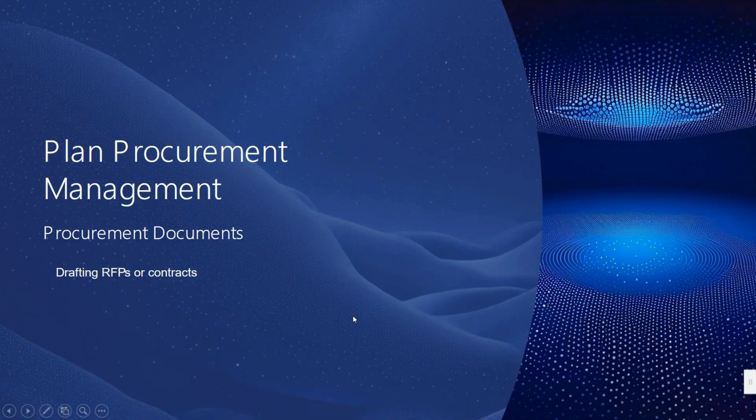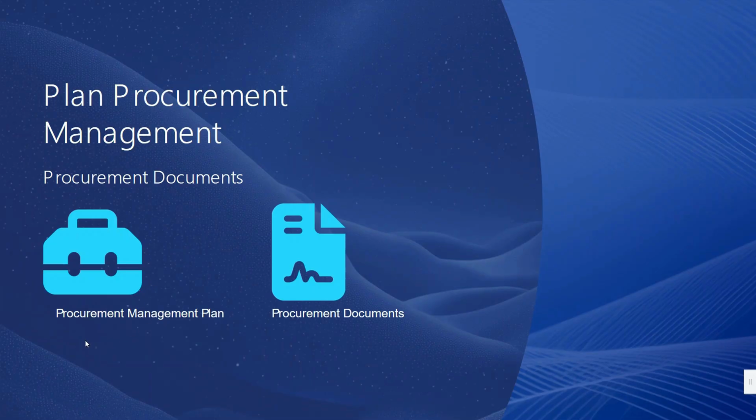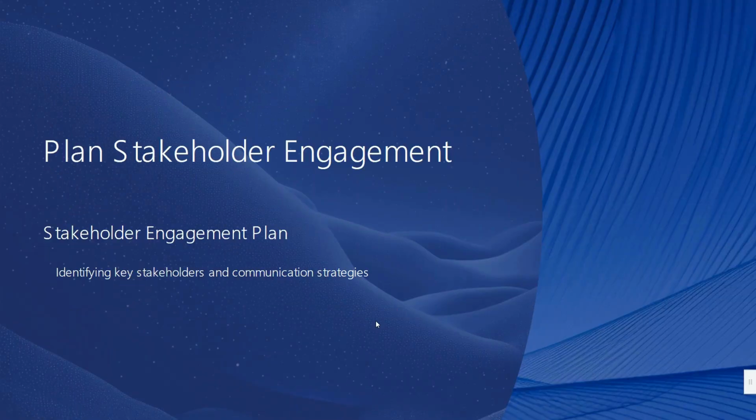So we will draft documents such as the RFP. RFP actually is the request for proposal or contract. Next, we will have the key outputs: the procurement management plan, then procurement documents. Then we will work on the plan stakeholder engagement. Stakeholder engagement involves identifying the best way to engage stakeholders, manage their expectations, and involve them in decision making. Under plan stakeholder management, we will work on the stakeholder engagement plan.